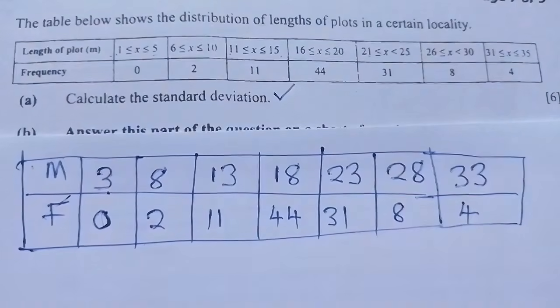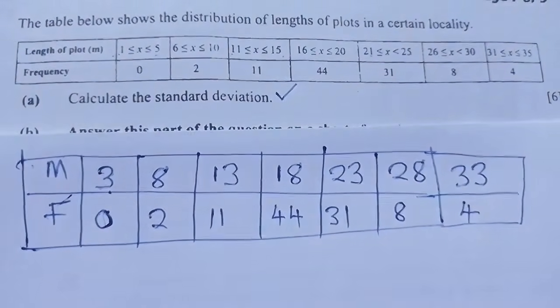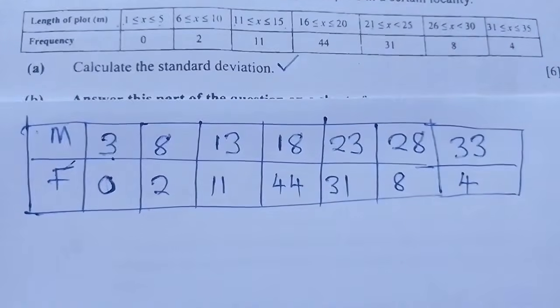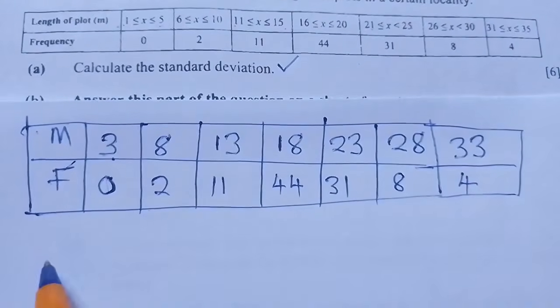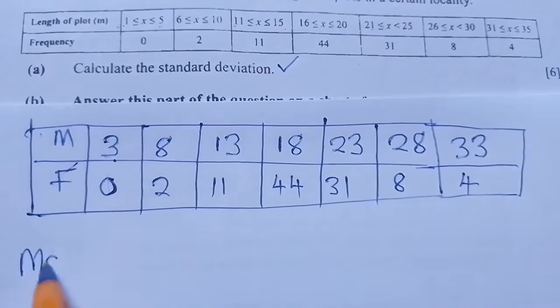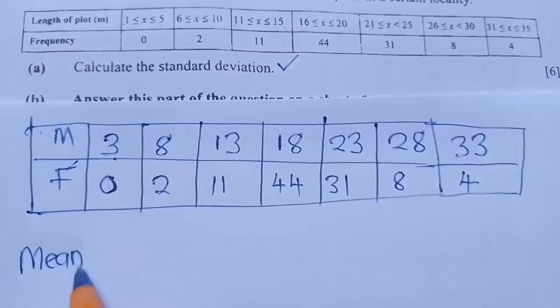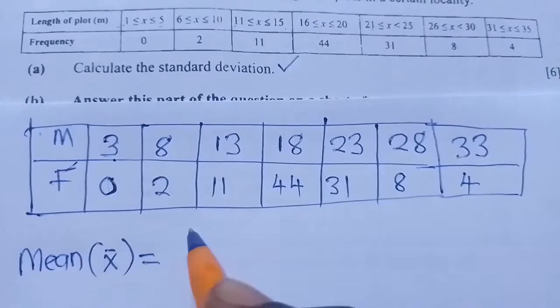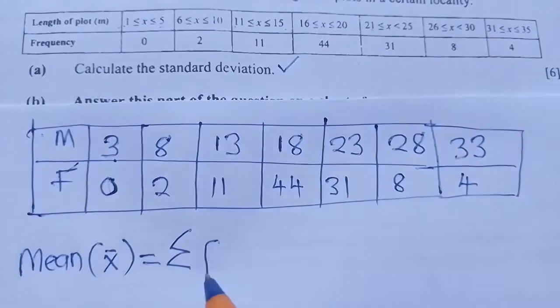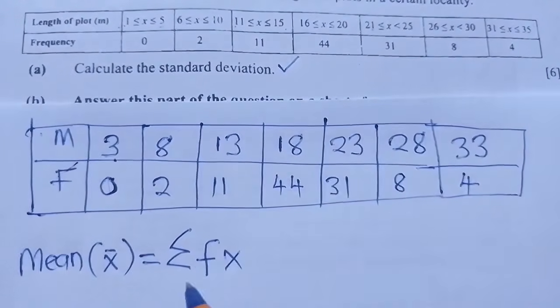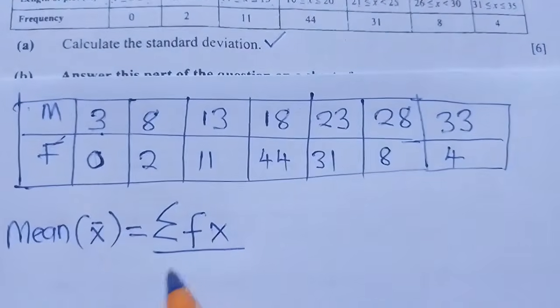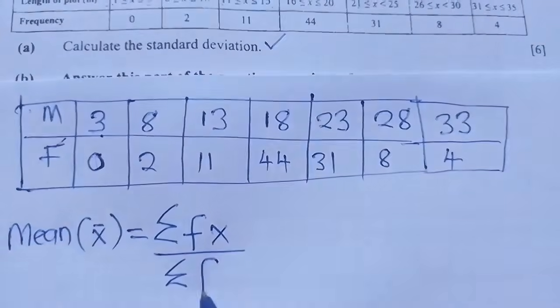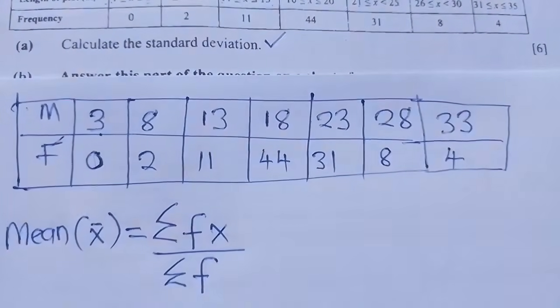So with this now, you start. The first thing is you find the mean. How do we calculate the mean? You put x bar like this. Mean is the summation of frequency times x over the summation of total frequency. This is the formula that you'll be using.